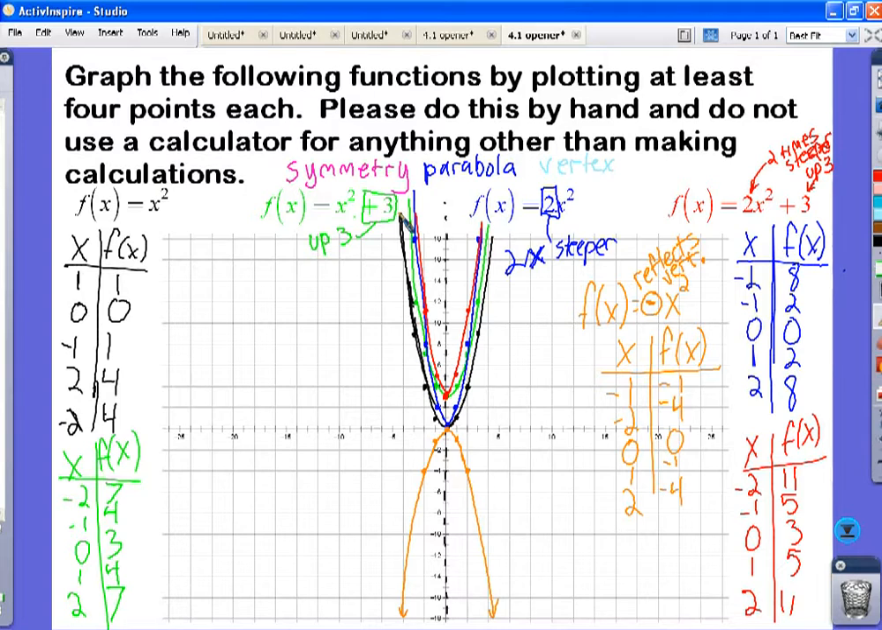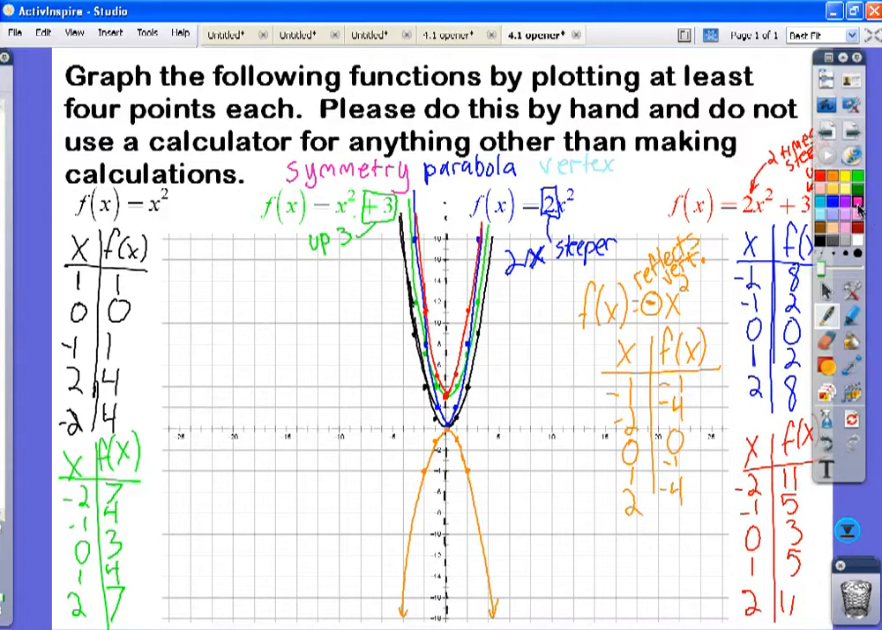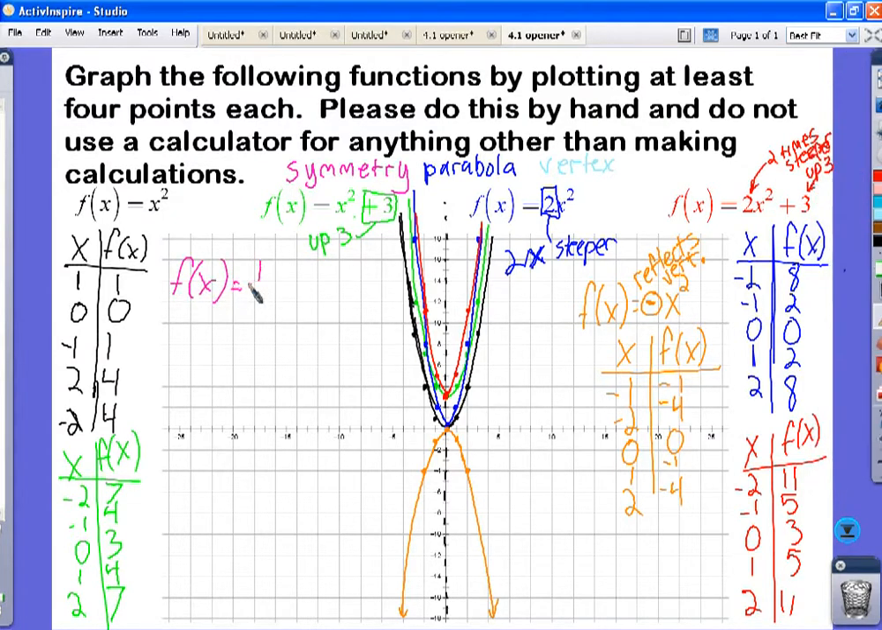Instead of multiplying it by 2, how about divide it by 2? Make everything half as big. How about divide it by 3? Make everything a third as steep. Okay? Does that make sense? Kind of. Okay. Well, it's like 2/3, right? That would make things smaller. We'll use a simple example here. We'll just use 1/2 to start with. 1/2 x squared.